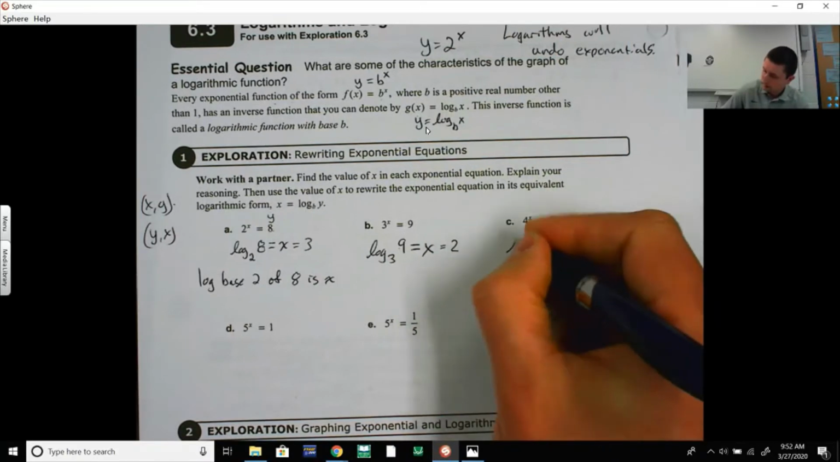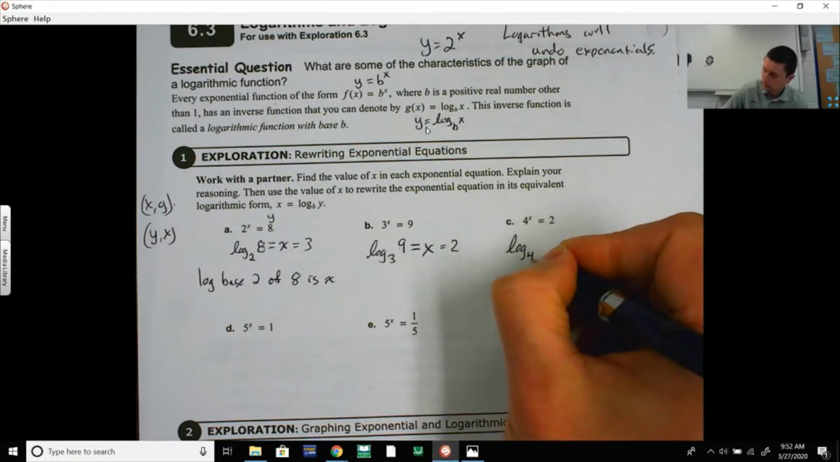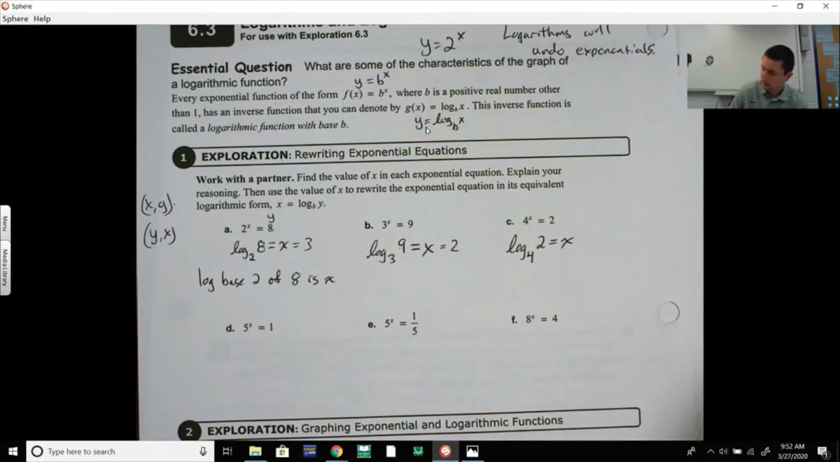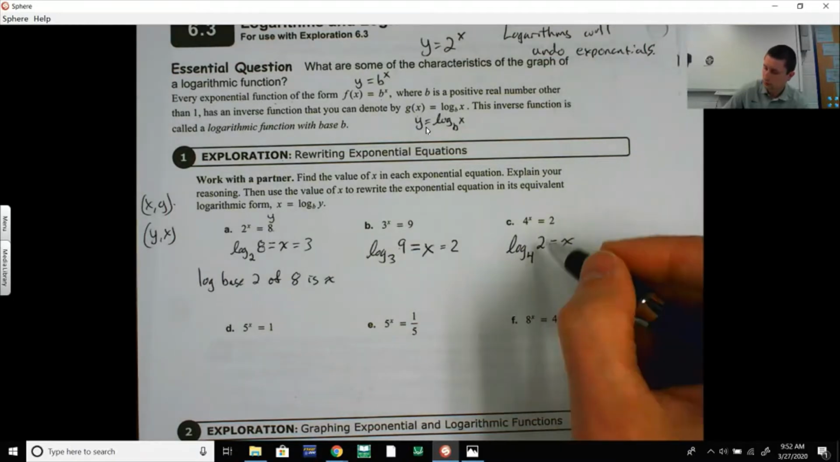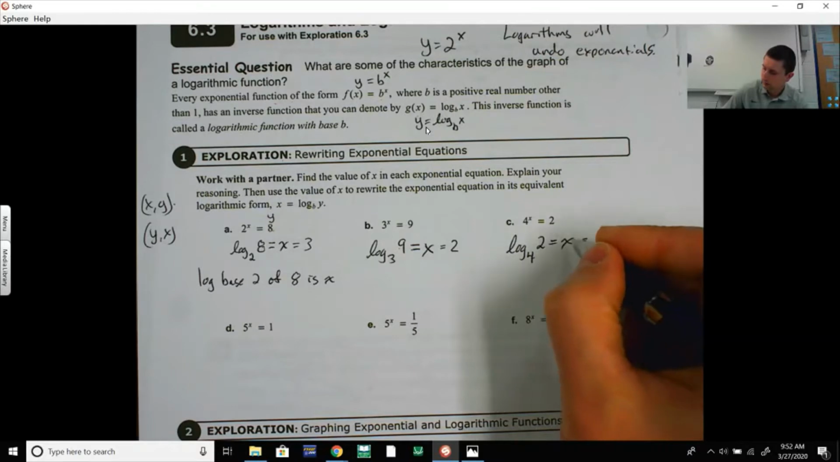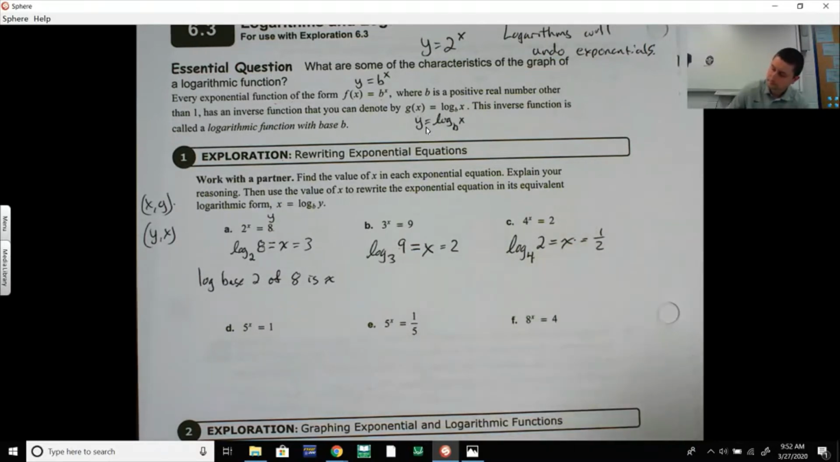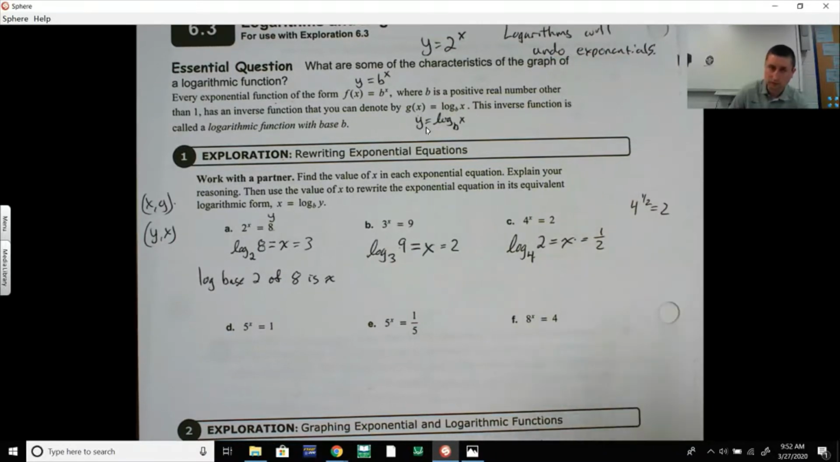Okay. Log base 4 of 2 equals x. That one is a little bit trickier. 4 to what power is 2? Well, the square root of 4 is 2, so that'd be the 1/2 power. So 4 to the 1/2 power is 2. That's the square root of 4.